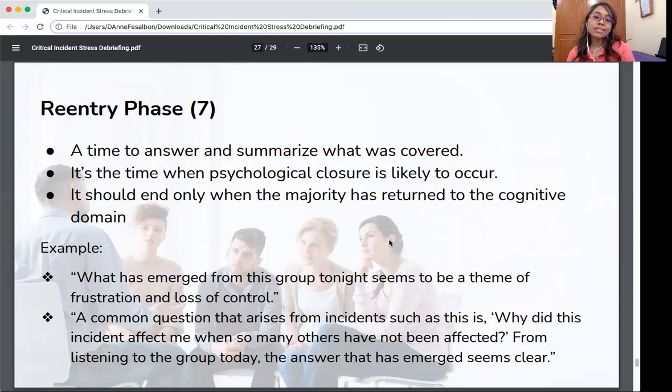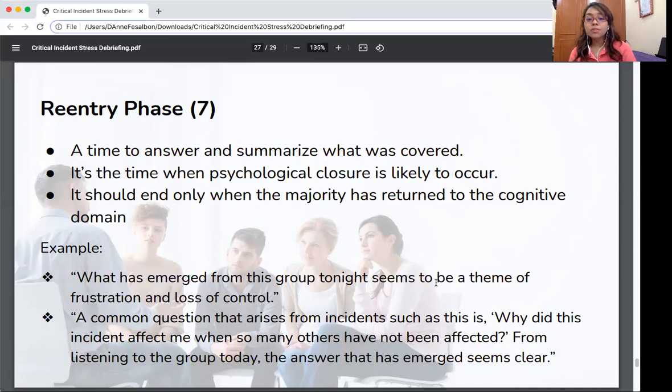So one example of this is: what has emerged from this group tonight seems to be a theme of frustration and lost control. Another suggestion you can say is: a common question that arises from incidents such as this is, why did this incident affect me when so many others have not been affected?